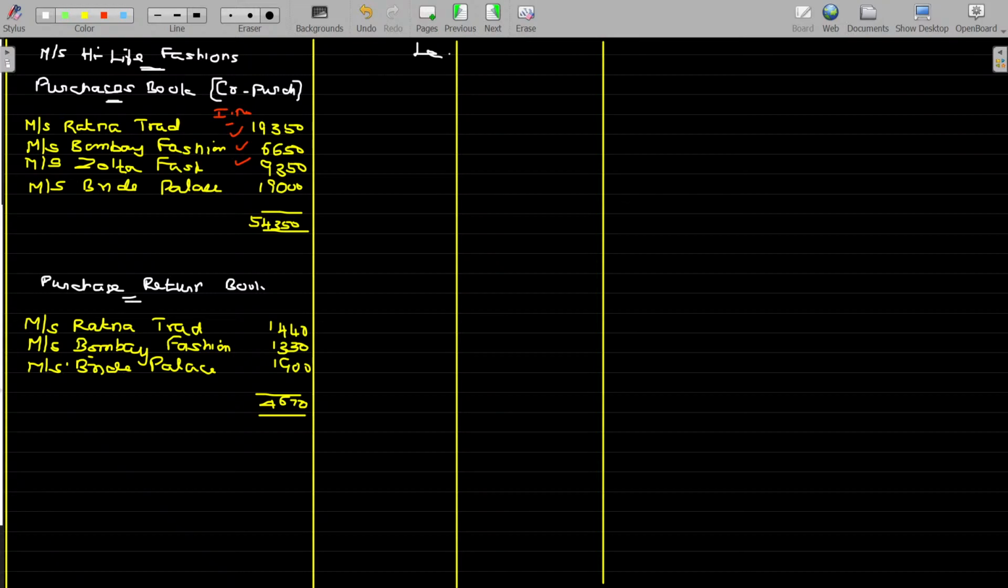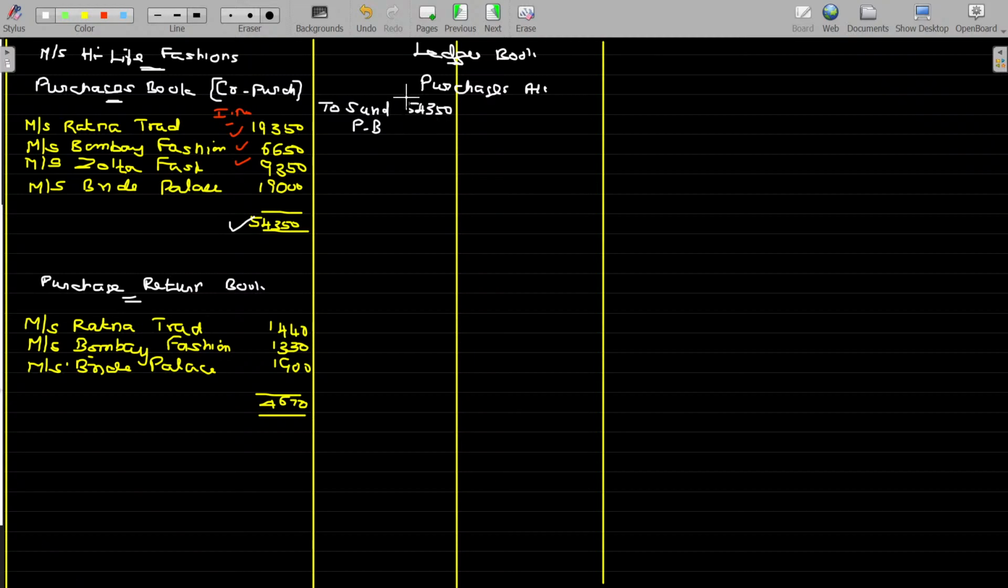Ledger book. In the ledger book, the total of the purchases book should be transferable to the purchases account, right? Purchases book is different, purchases account is different. In that purchases account, you have to post this value, named as sundries from purchases book, the value being 54,350.